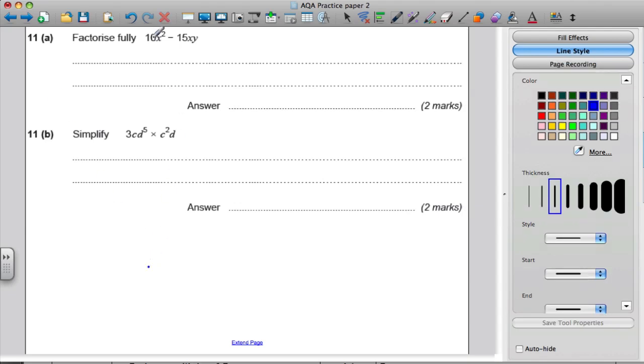Question 11. Factorize the following fully. What divides into 10x squared and 15xy? Well, a 5 certainly does, and an x does as well. 10x squared divided by 5x is equal to 2x, and 15xy divided by 5x is minus 3y. Times it out to check you've got it right, but it is right. The answer is 5x(2x minus 3y).